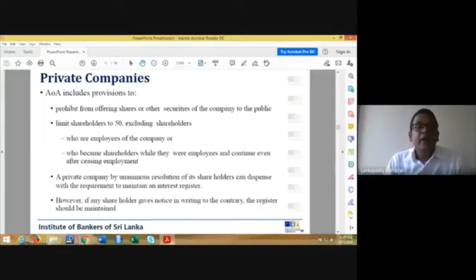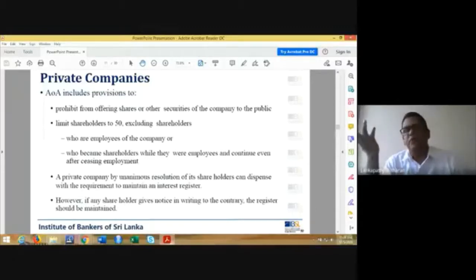For example, the maximum shareholder limit is 50, excluding employees and former employees who are holding shares. When a company has more than 50 shareholders, for example 55 or 60 shareholders, in that case, they can't be a private company.